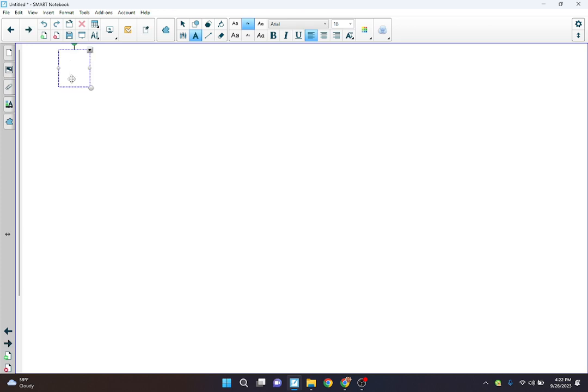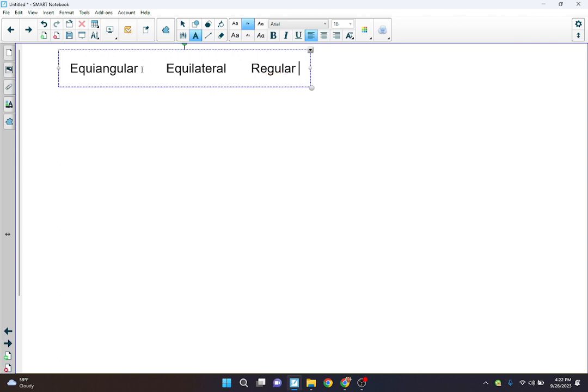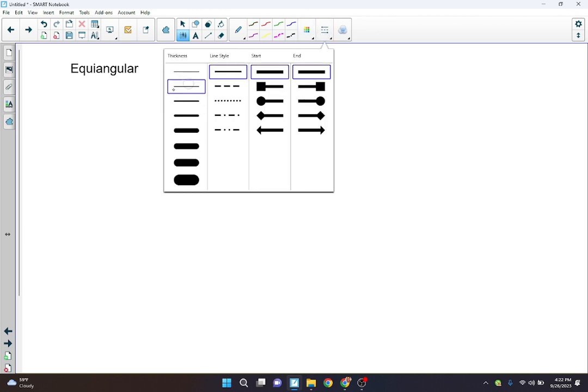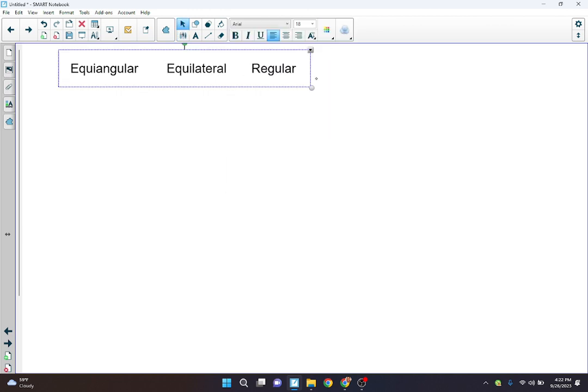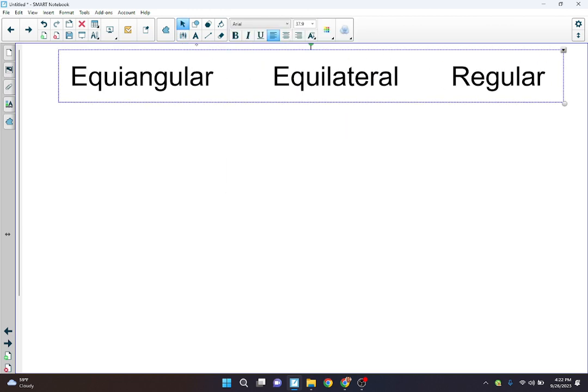So there are 3 words you need to know: equiangular, equilateral, and then regular. A regular polygon. These are the 3 words you need to know for this section. Here's the key part.